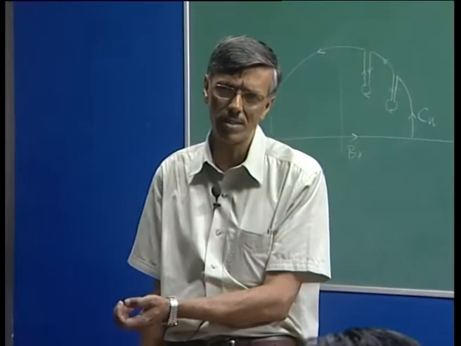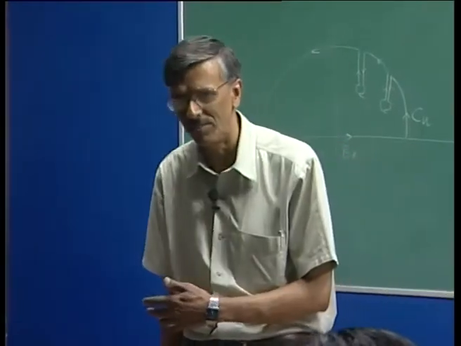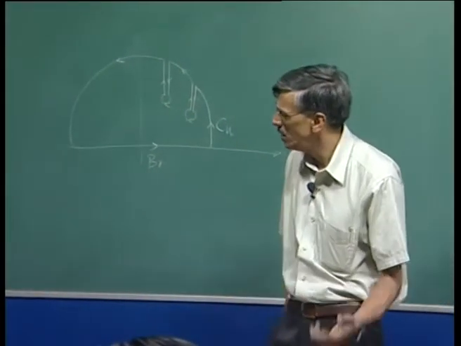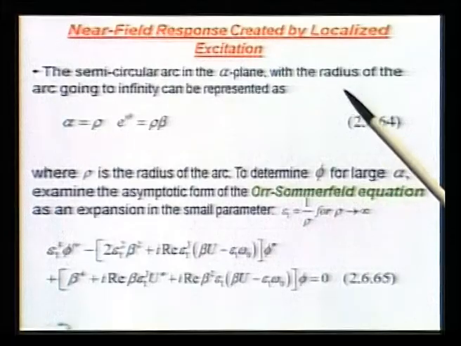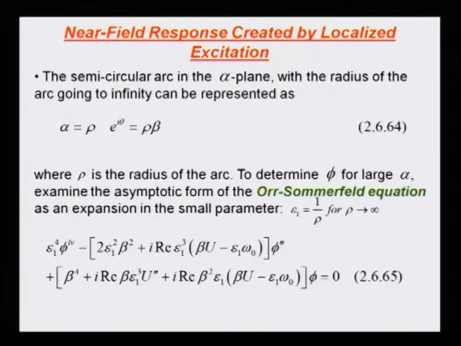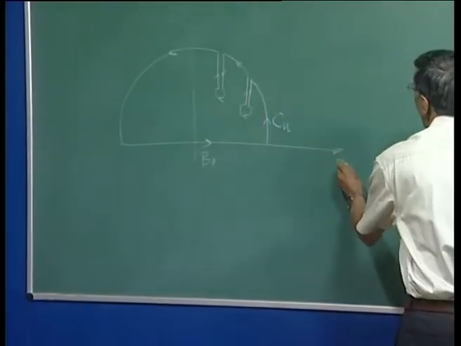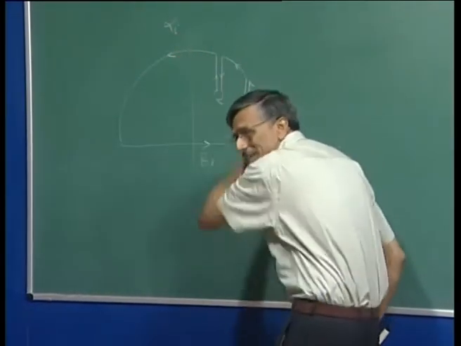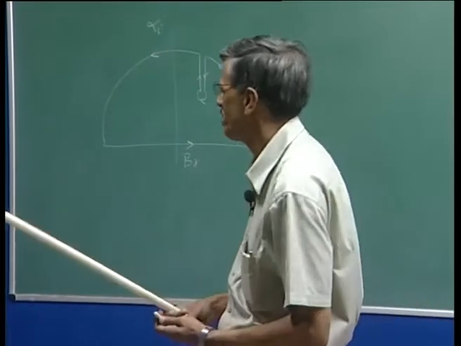Anything that is localized in the physical plane is all pervading in the transform plane, and vice versa. So if I am interested in finding out the solution at the immediate neighborhood of the exciter, I would better be looking at the point at infinity. And the point at infinity is interesting, because if I plot it in the alpha or alpha I plane, the point at infinity is basically the circle with the radius going to infinity, right? This is something we must appreciate.